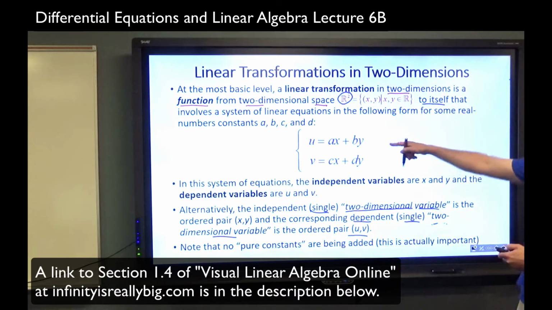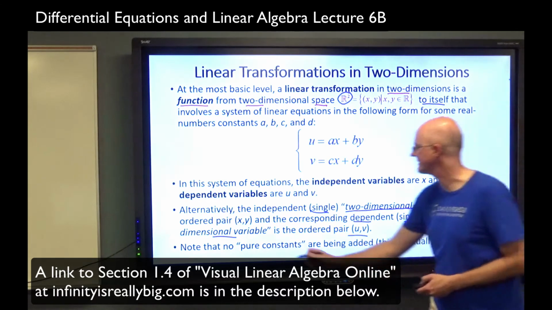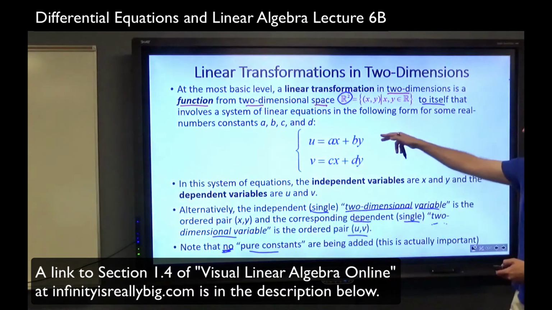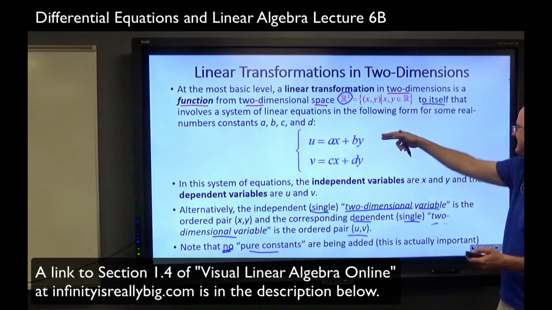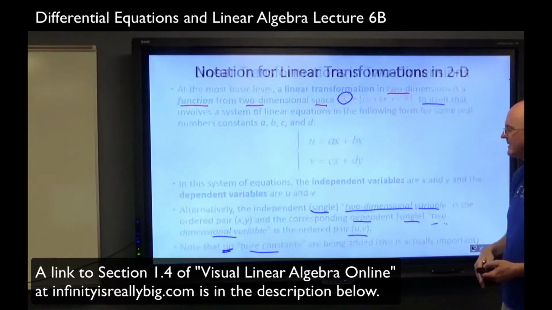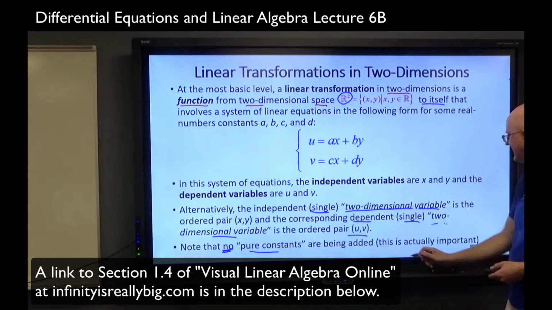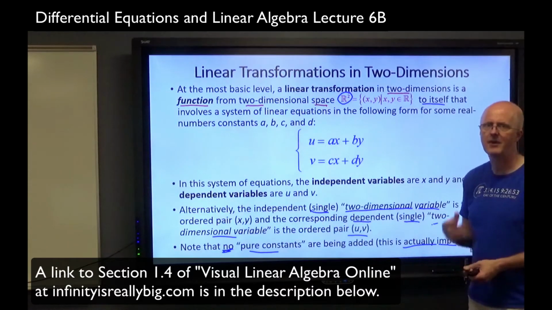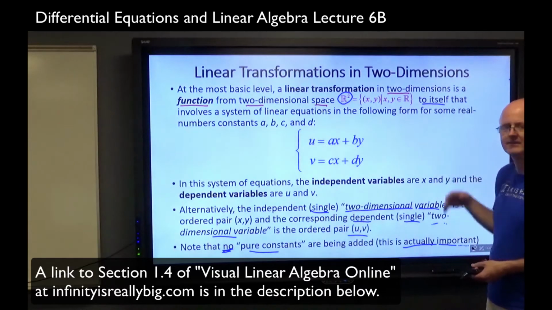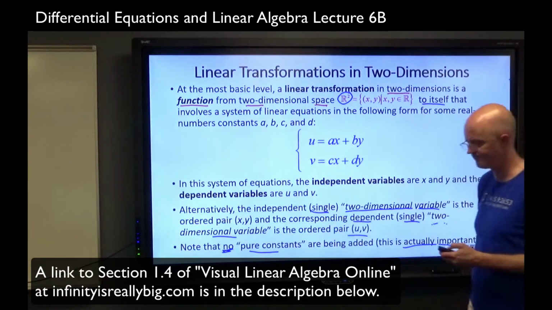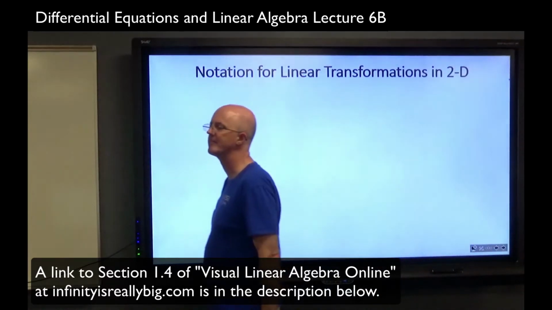Note that in these equations, there are no pure constants. No plus d or plus e plus f if e and f were numbers. There's a good reason for that. This is actually important. Okay? It's not that we couldn't define linear transformations to have constants if we wanted to, but we'll see there's a good reason for not including them.